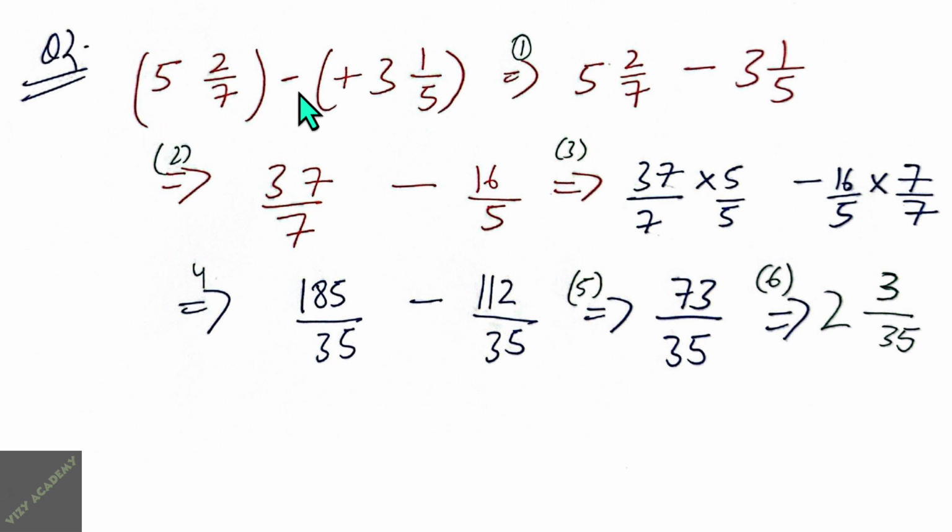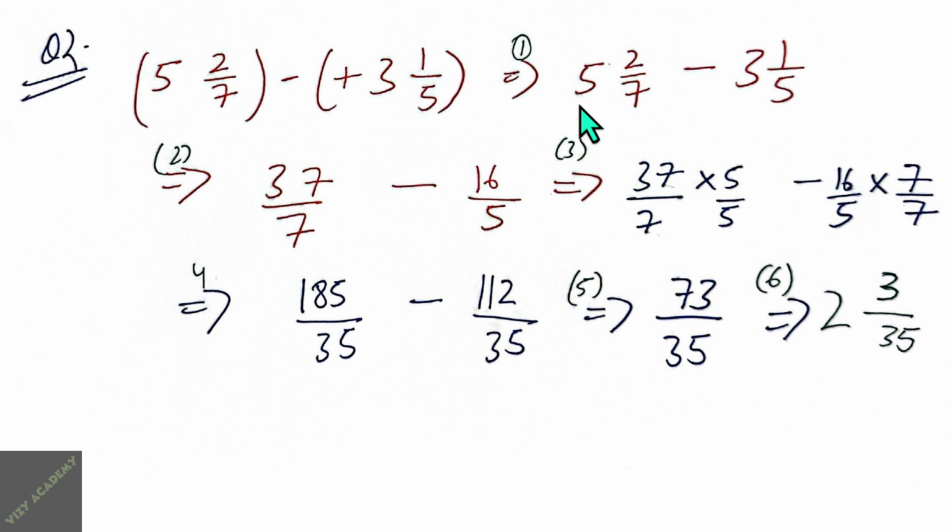So when it comes to subtraction, let us take this question into account. 5 2 by 7 minus a positive fraction 3 1 by 5. So negative times positive is negative. So it changes to 5 2 by 7 minus 3 1 by 5. It's very important to change the sign here so that we have only one sign, that is addition or subtraction.